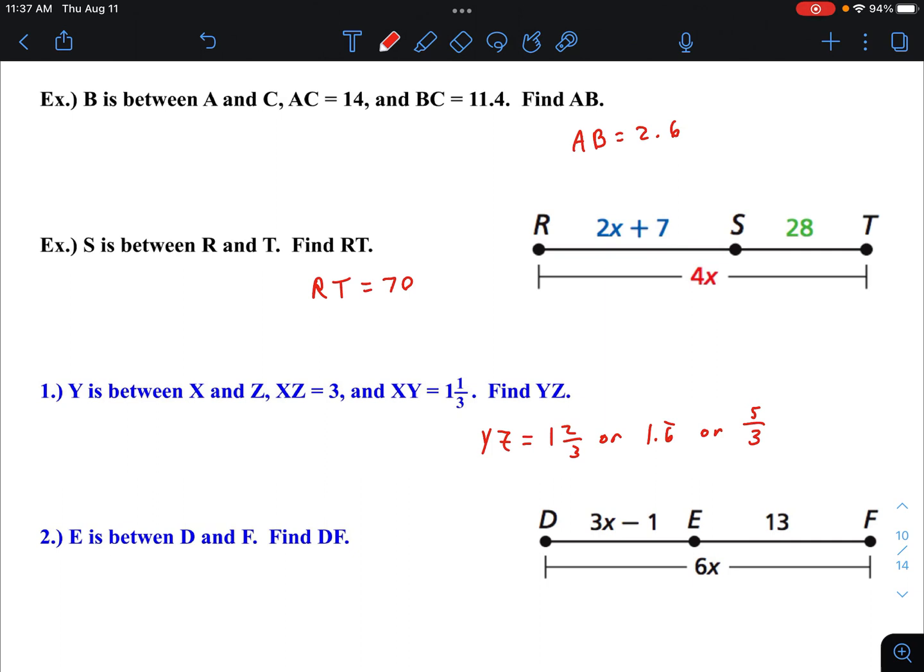Lastly, number 2 here, DF would come out to be 24. So hopefully you did pretty well in those examples there, following the segment addition postulate.